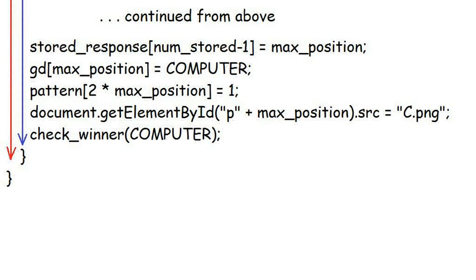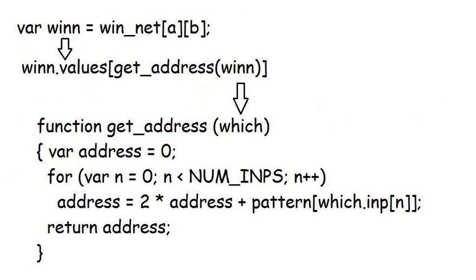We also change the pair of cells in array pattern to 1 followed by 0 to indicate that the computer has moved there. Or rather, we just change the first one of those values to 1, as the second cell of the pair already contains a 0. Finally, we use checkWinner to see if the computer has won. Here's how that score is found.